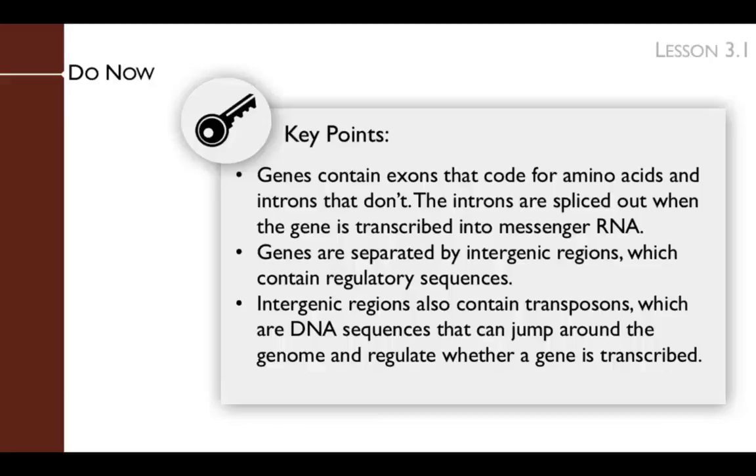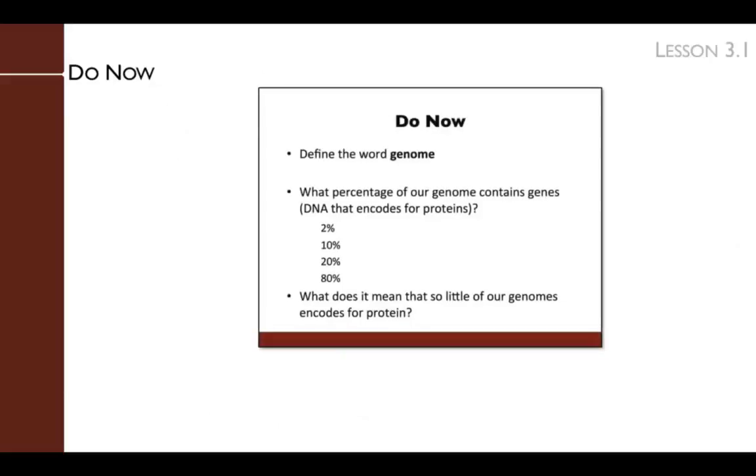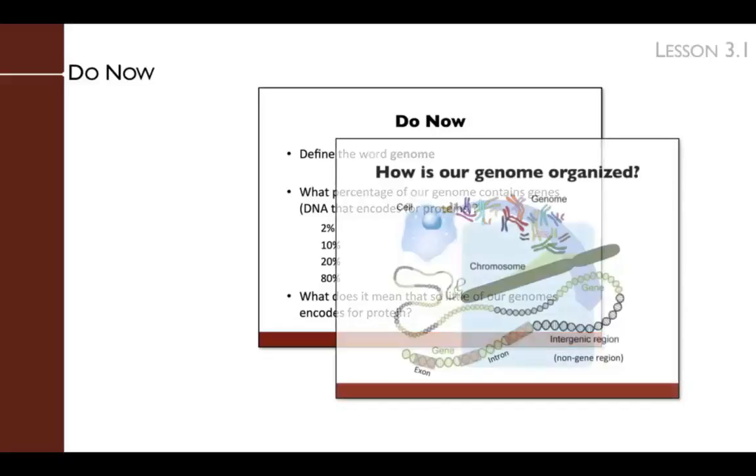Intergenic regions also contain transposons, which are DNA sequences that can jump around the genome and regulate whether a gene is transcribed. We begin by discussing how genes only make up 2% of the genome. This means that if random mutations to DNA occur, there is only a small chance of these mutations affecting our genes. In eukaryotic cells, all the DNA in every cell's nucleus is physically organized into bundles called chromosomes.